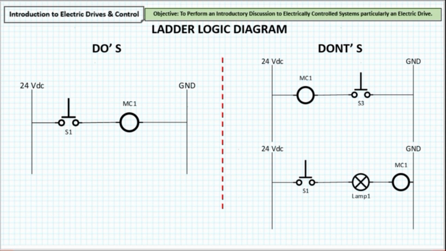Okay, in a ladder logic, the high side, so ito yung 24 volts DC, is the left vertical upright line. This is called the high side. So the low side is in the right, labeled with ground or 0 volts. Okay, so input devices are always on the left. So input, mga halimbawa niyan is switches, sensors, always on the left.